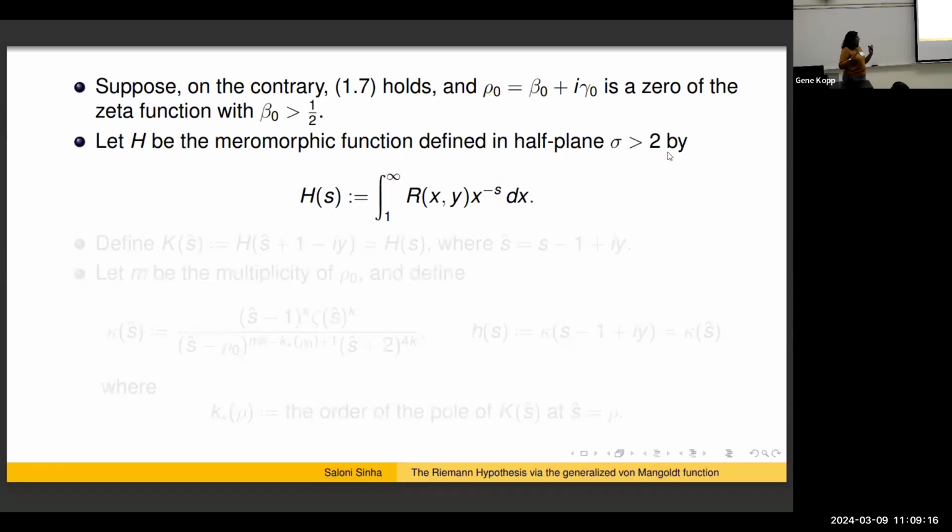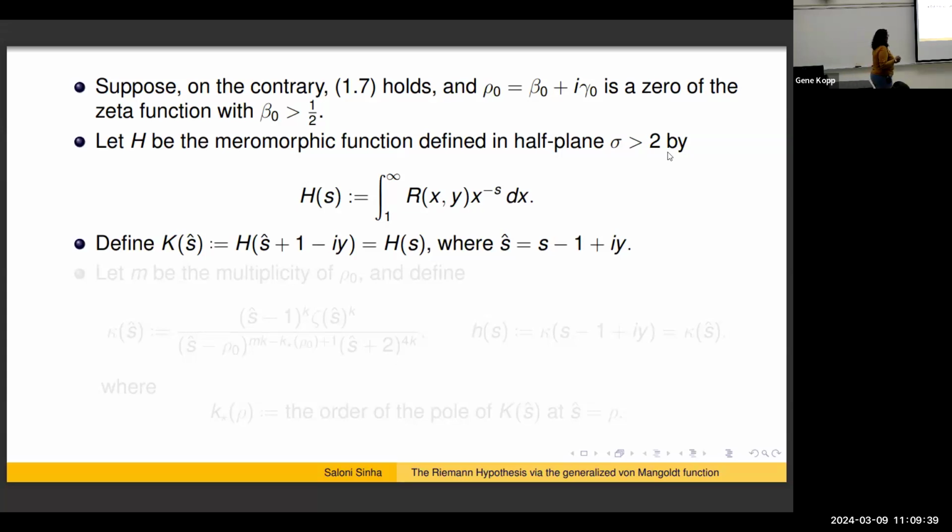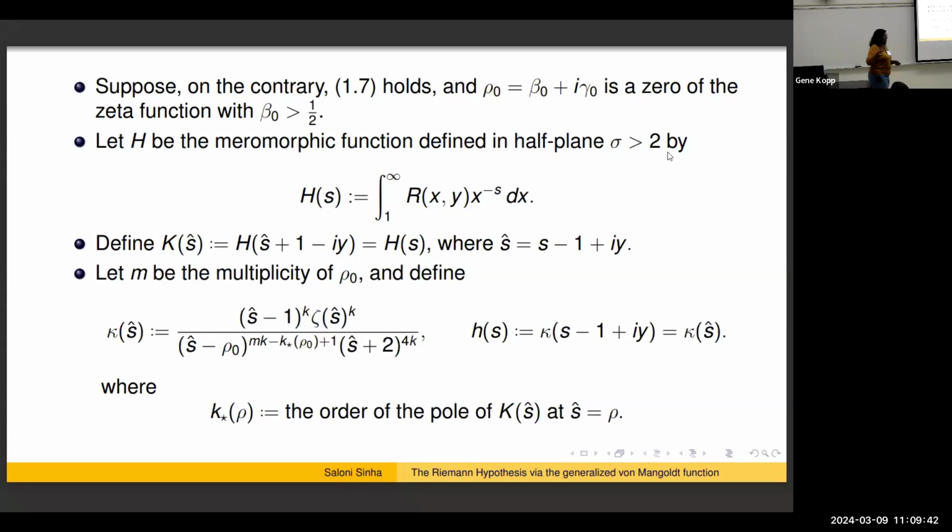And we define this meromorphic function, capital H of s, which is the integral from 1 to infinity of r times x to the power minus s. And we define another function, which is basically just a translation of H. The only reason that we do this is to make the calculations a little bit easier. And if m is the multiplicity of this particular problematic zero, then we also define this new function, kappa of s hat. So s hat is basically this translation right here.